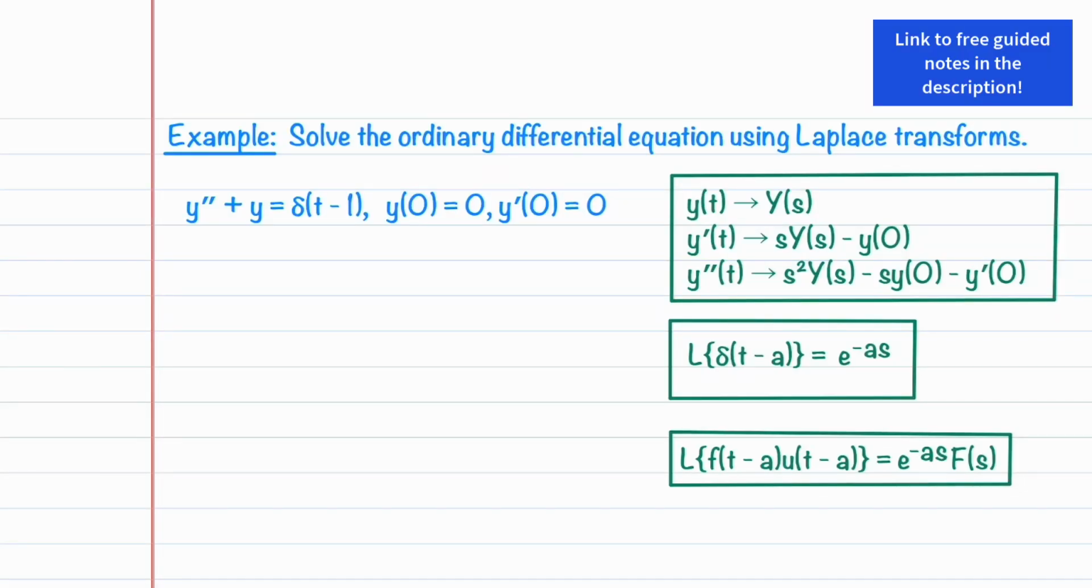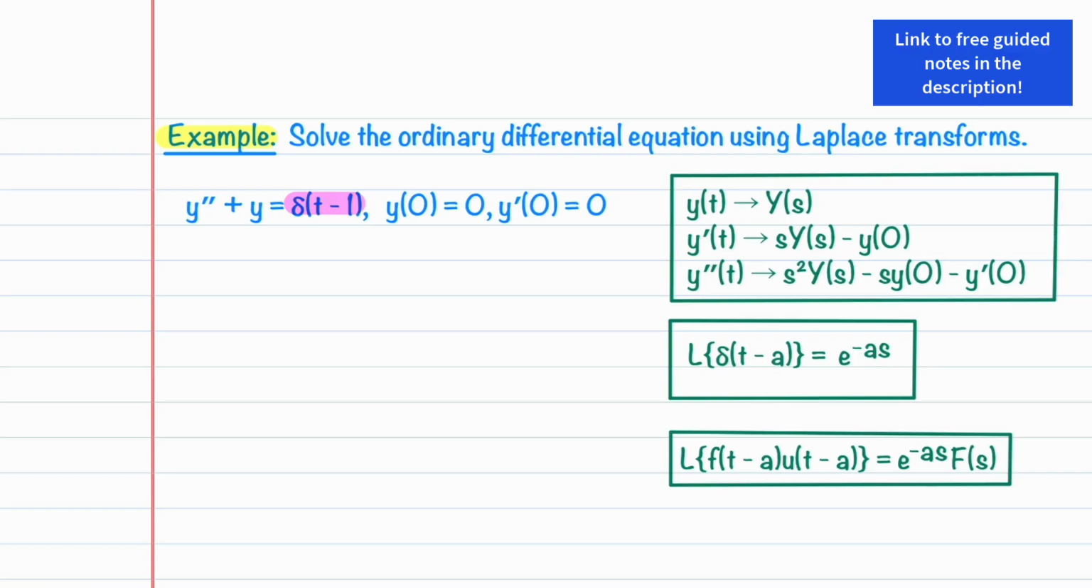We're going to use Laplace transforms to solve an ordinary differential equation where the forcing function, or input, is a Dirac delta function. The equation that we're going to be solving is y double prime plus y is equal to delta of t minus 1. The forcing function delta of t minus 1 acts instantaneously at t is equal to 1.